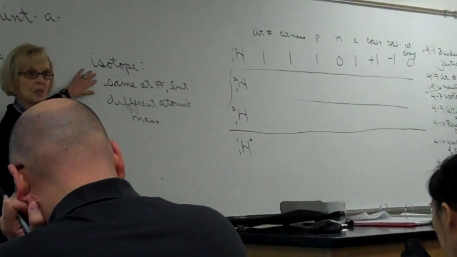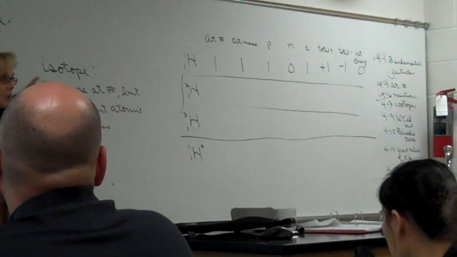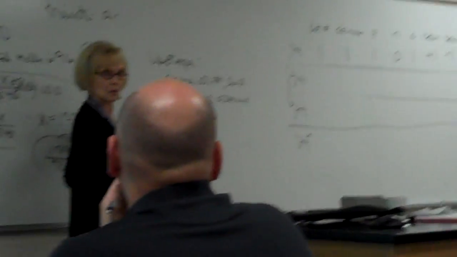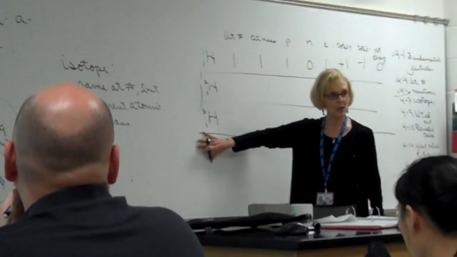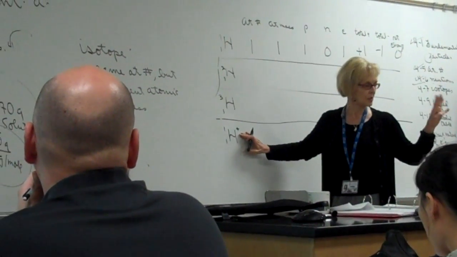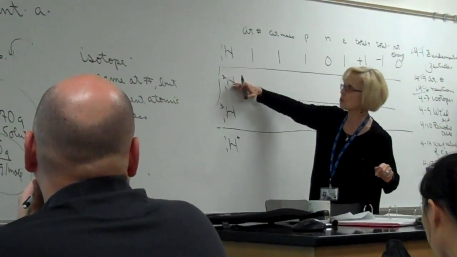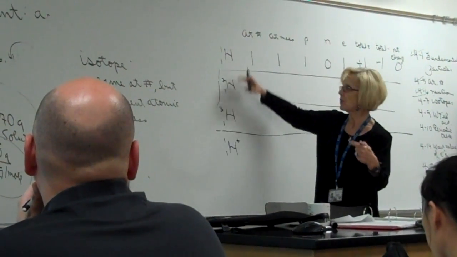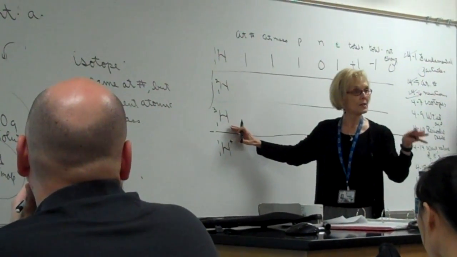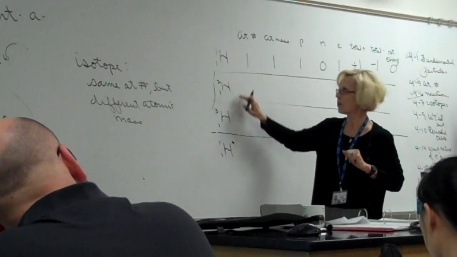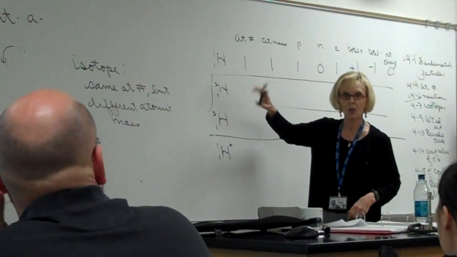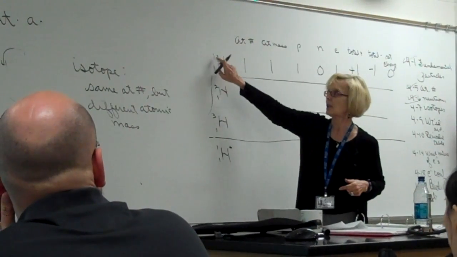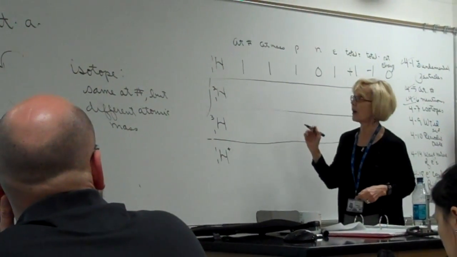Here's your basic definition. Same atomic number, but different atomic mass. So, leave this guy out of the discussion, because forming an ion, that's another story. These three, I can refer to as the three isotopes of hydrogen, or this is an isotope of the more common hydrogen. So same atomic number, different atomic mass. Now let's see what that means.